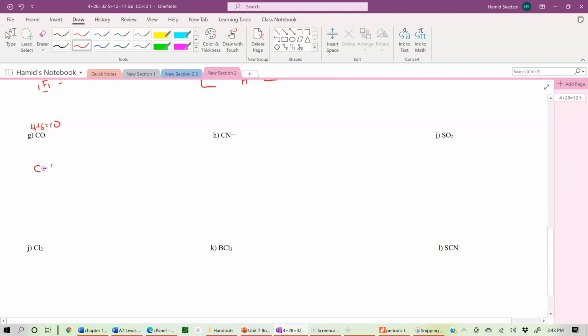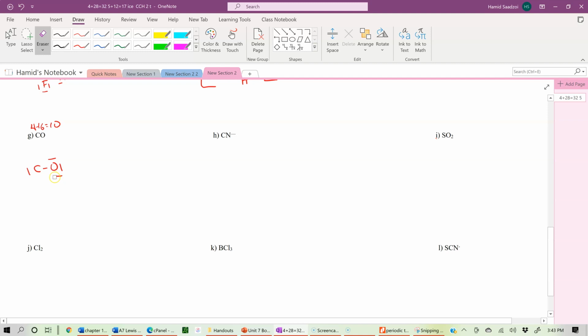So C, connect to O. There's 2. Carbon's my middle, so I'm going to go outside in. So the O is my outside element in this situation. So 2, 4, 6, 8, 10. Now you'll notice the oxygen has 8, right? 2, 4, 6, 8, but the carbon does not. So what do you need to do?